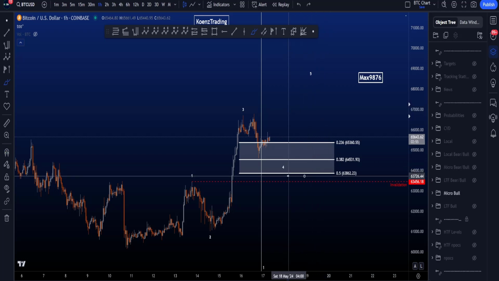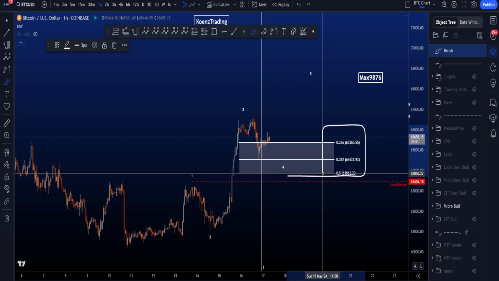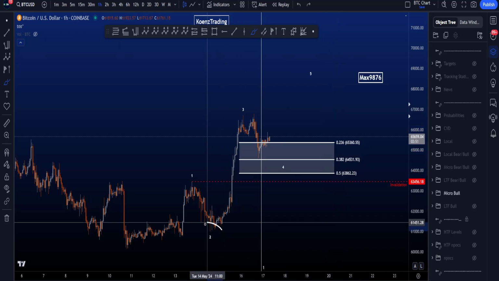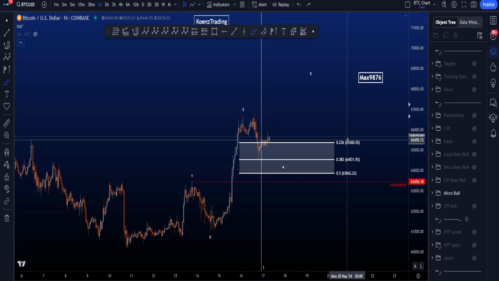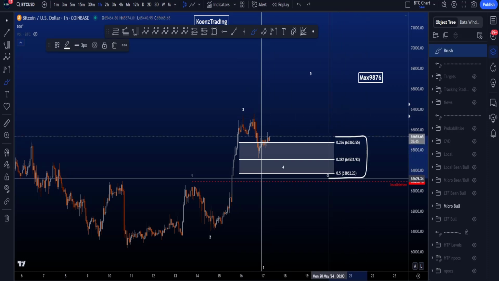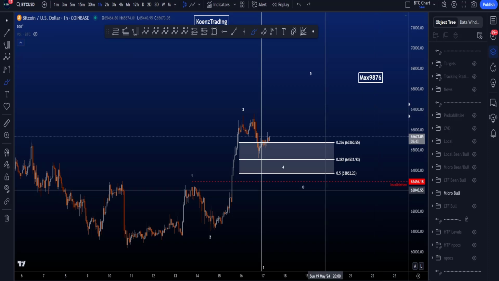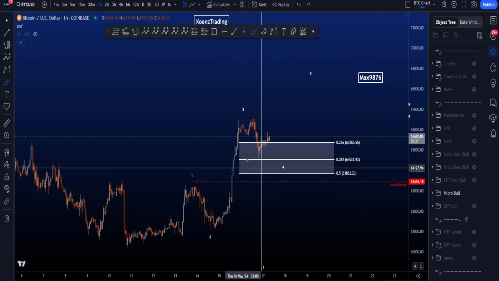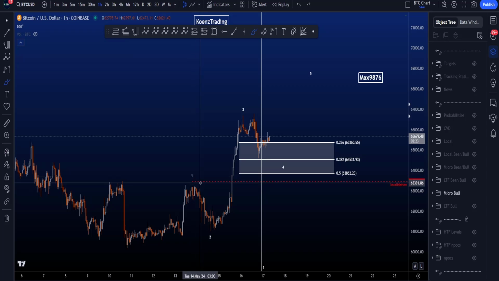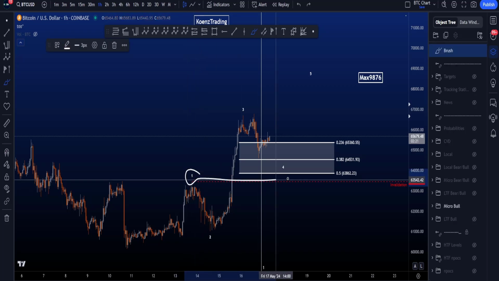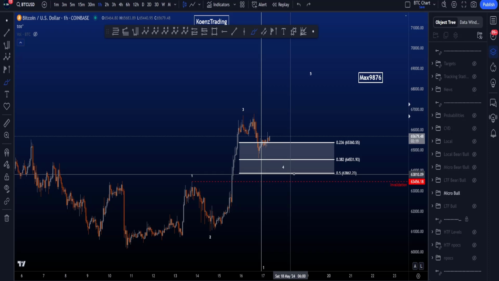Common target area for your wave 4 is between the 0.236 and the 0.5 Fibonacci taken from the low of 2 to the high of 3, giving you a target area between 65.3k and 63.8k. The invalidation for this scenario is price moving to the downside, hitting the high of this wave 1, because that's not what you want to see in an impulse. Overlap between wave 1 and 4 is not allowed.